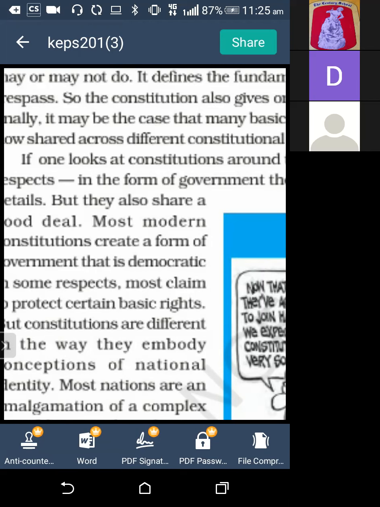But constitutions are different in the way they embody conceptions of national identity. Most nations are an amalgamation of a complex set of historical traditions. They weave together diverse groups. They reside within the nation in different ways. For example, German identity was constituted by being authentically German. The constitution gave expression to this identity. You know, in India, we have got many groups. One identity is there, that you are being Indian.